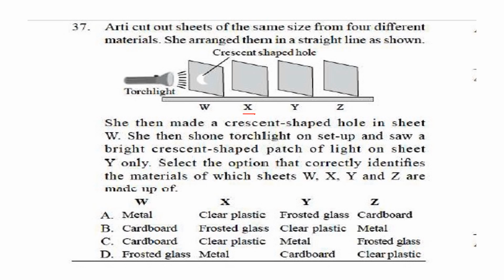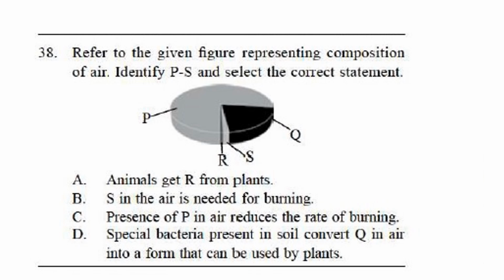Option A and C can be our answer. For Y, the shape of the moon cannot be clearly made on a frosted glass. So our answer is option C. It is metal only. Answer is option C because she can cut cardboard easily. And W is cardboard, X is clear plastic, Y is metal and Z is frosted glass. Answer is option C.